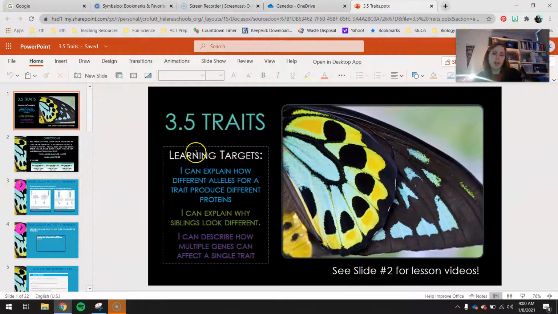Okay, so your learning target for today is: I can explain how different alleles for a trait produce different proteins. So if we're looking at an organism's genotype, we can look at it and say, hey, this one is going to produce the same or different proteins based on those alleles that it got from its parents.